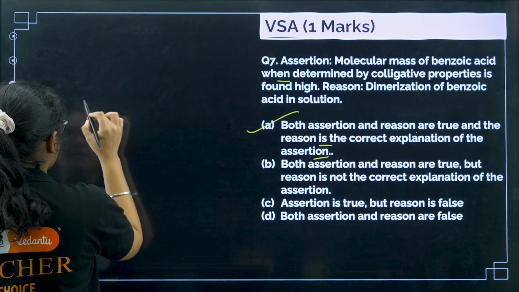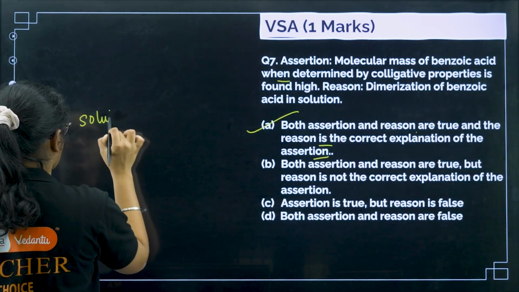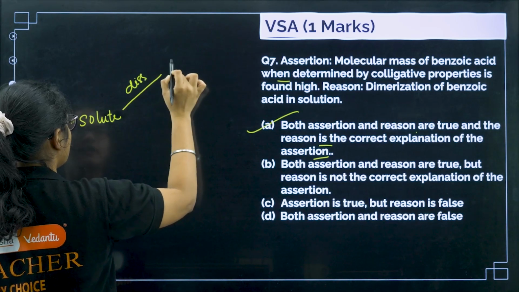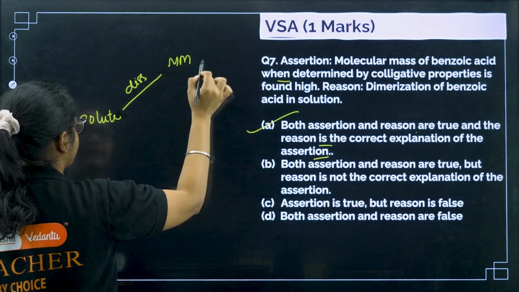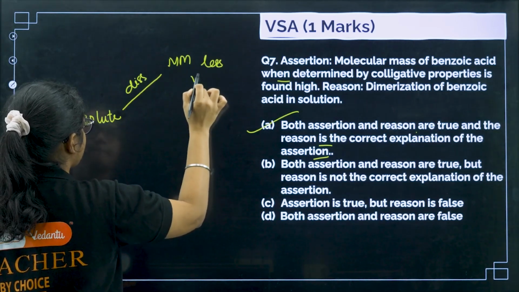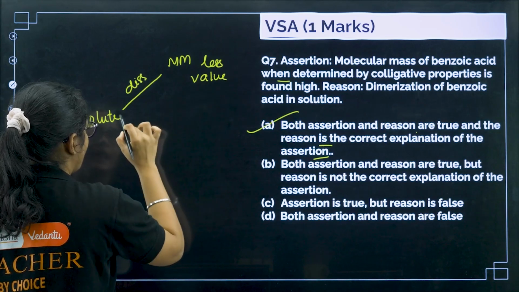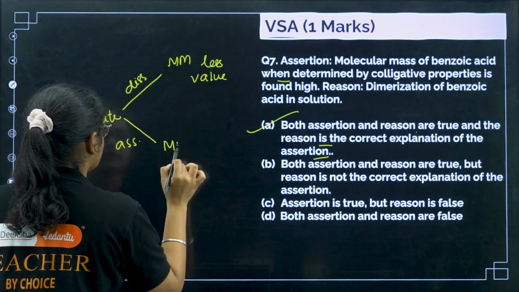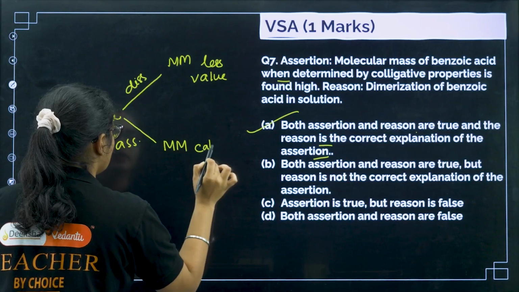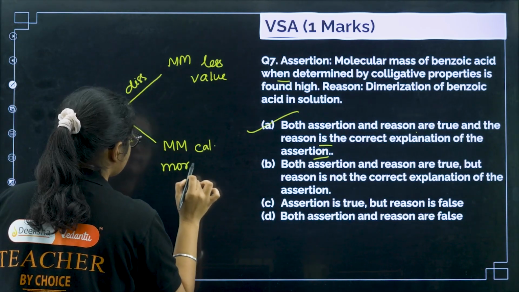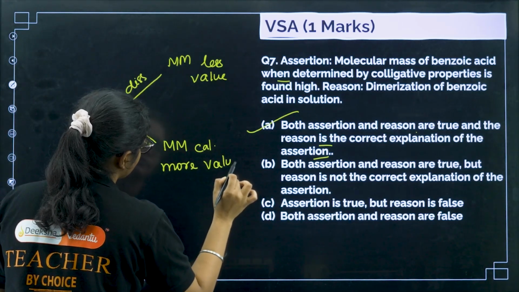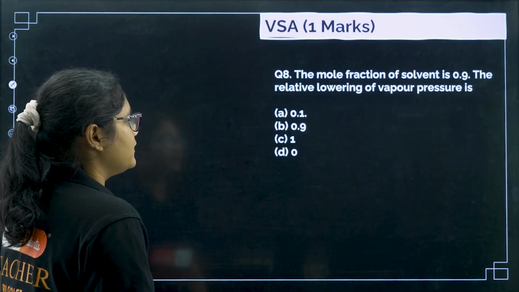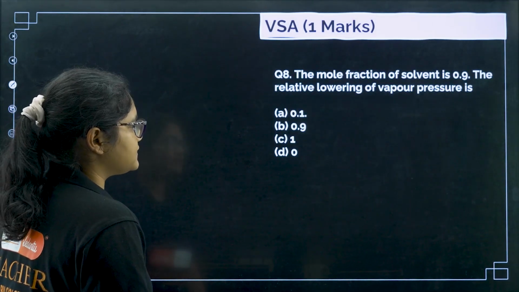Here you should remember, if a solute undergoes dissociation, then the molecular mass calculated will have a lower value. And if a solute undergoes association, then the molecular mass calculated will have a higher value. Clear? Okay. Next, question number 8, the mole fraction of the solvent is 0.9.